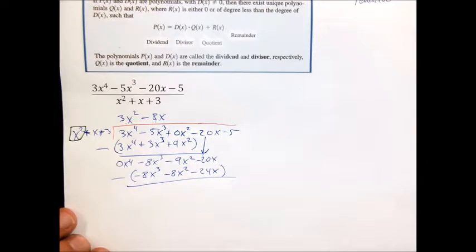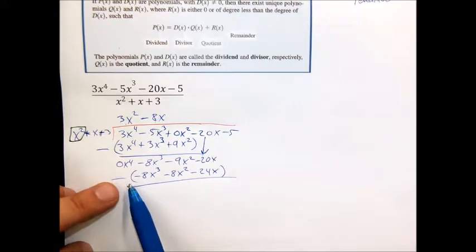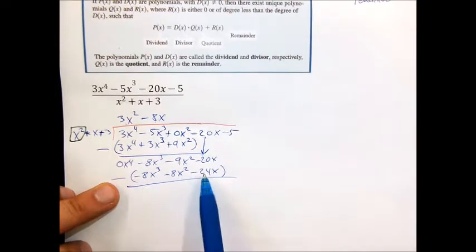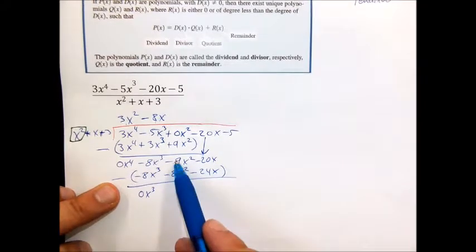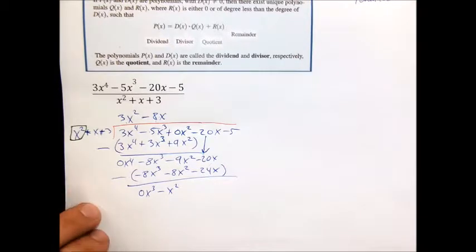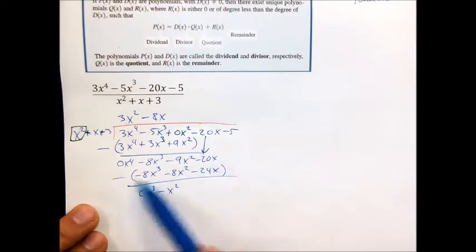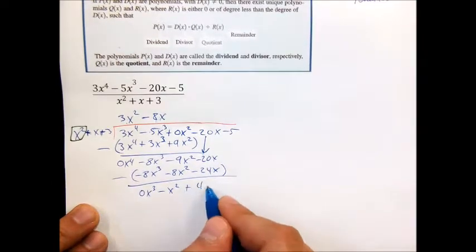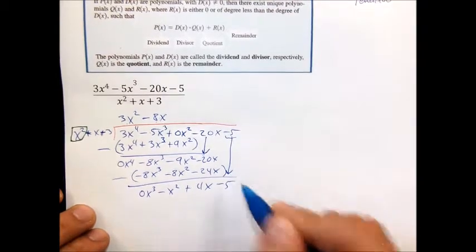It's particularly important to be real careful. I know I've said this a number of times, but I know someone's still going to make this mistake. Put them in parentheses. This negative sign is making all of these addition. Be real careful. And so we'll end up with a 0x cubed, a minus 9 plus 8 gives me a minus 1x squared. And then minus 20 plus 24 is a plus 4x. Bring down the negative 5.